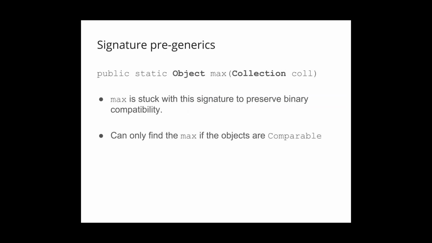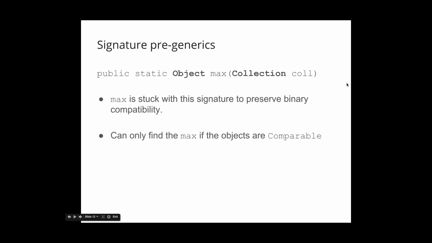So we've got a max method, which takes a collection. And we don't know what kind of collection it is. It's just a collection because we don't have generics at this stage. And the only thing that it can return is, well, an object, because the collection will contain objects.